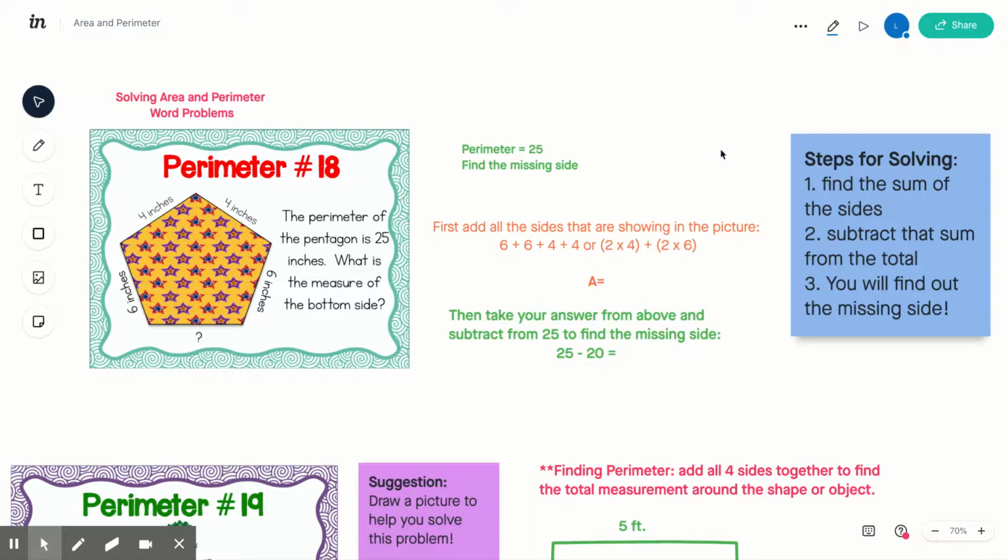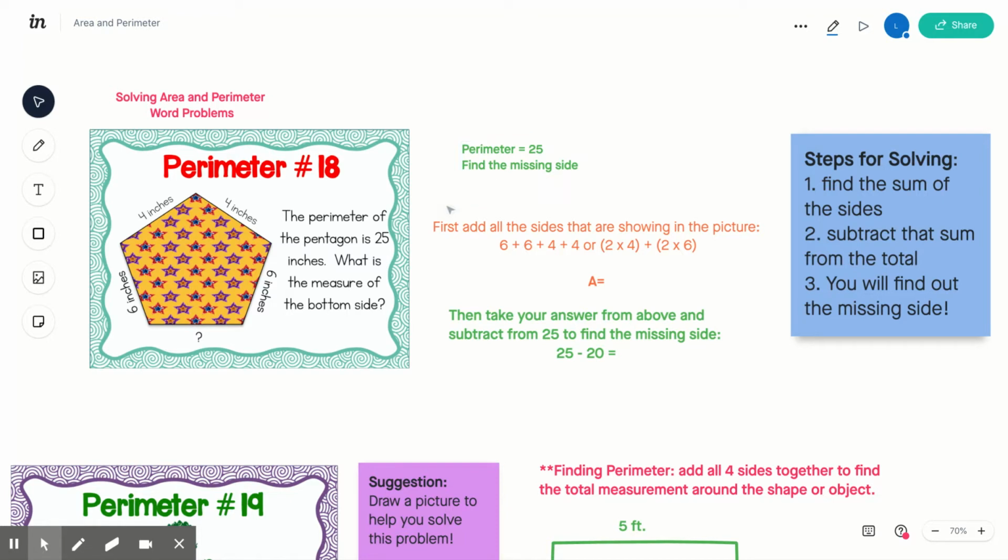Hey guys, just wanted to take some time to go over a few examples for perimeter today using word problems. We've been talking about area and perimeter for the last week or so, and I wanted to start moving into some more challenging questions of things that involve like missing sides, and just wanted to practice a few different procedures that you could use when trying to figure these out.